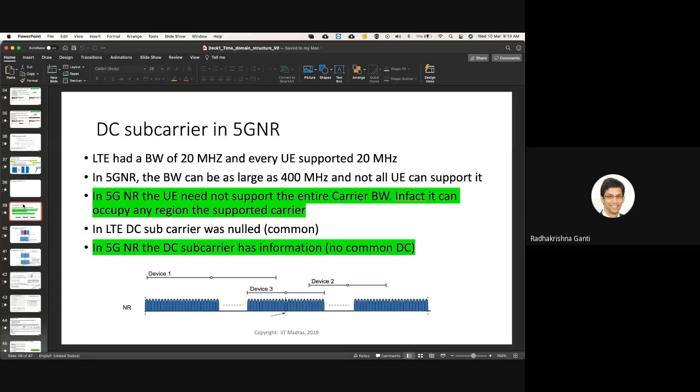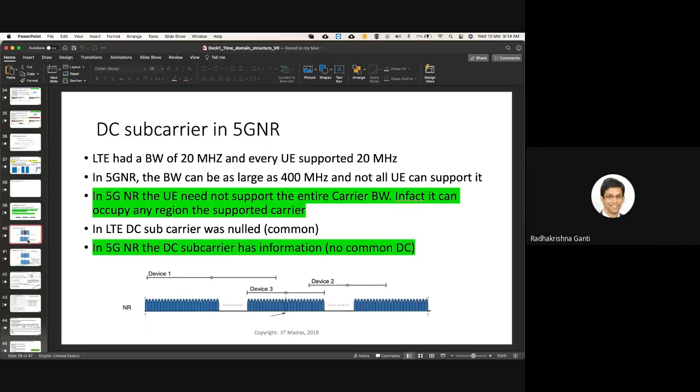Okay. So in 5G NR, the DC subcarrier carries data. So it's left to the user how you decode that data. Or if you cannot decode, then you have to use the error correction code and use the beside subcarriers to decode the data. So effectively, the DC subcarrier does carry data in 5G NR, whereas in LTE, the DC subcarrier never used to carry data. That's one big difference between LTE and 5G NR.